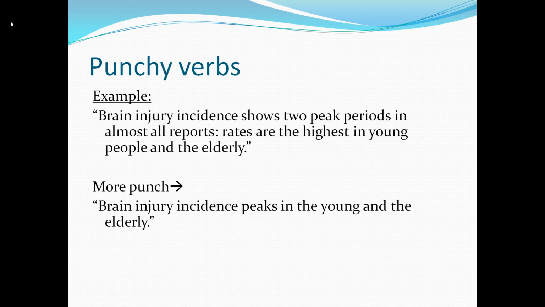Okay, some examples of punchy verbs. Here's an example. Brain injury incidence shows 2 peak periods in almost all reports. Rates are the highest in young people and the elderly. But with more punch, it reads, brain injury incidence peaks in the young and the elderly. So we're, again, straight to the point.